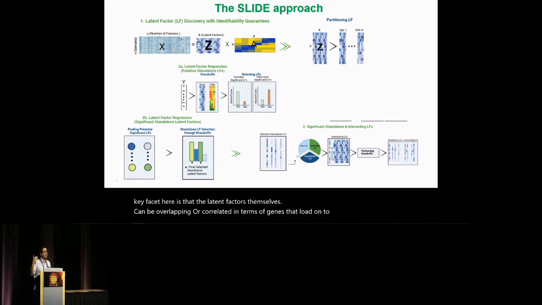So rather than using the regression coefficients for false discovery rate control, we use something called knockoffs, which some of you may be familiar with, developed by Emmanuel Candes and colleagues for overall false discovery rate control. So we first use knockoffs to identify what we call the significant standalone latent factors. Then using hierarchical OR logic, we look at pairwise interaction terms, use knockoffs again to get significant interaction terms.